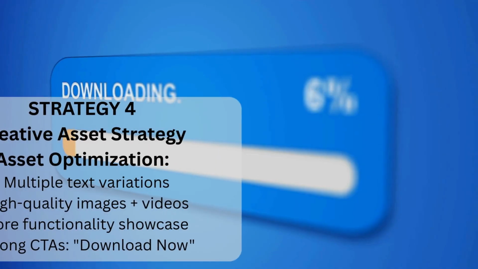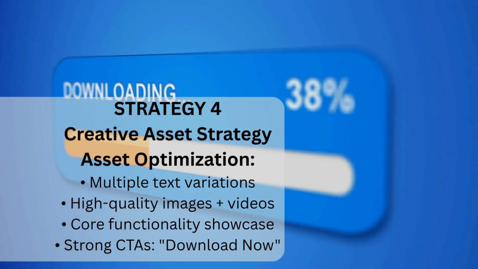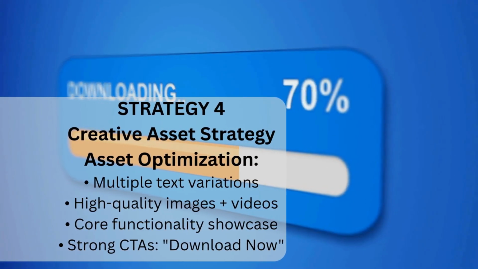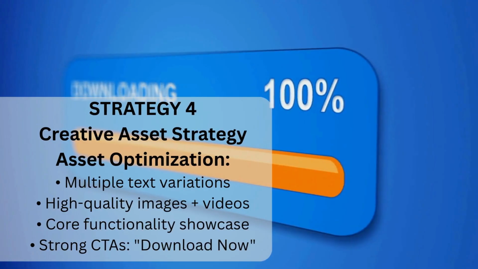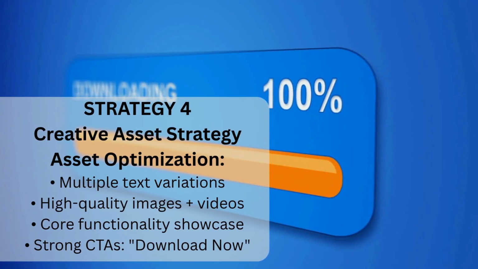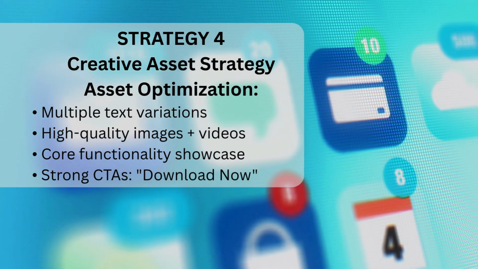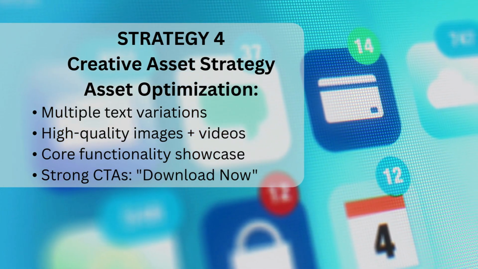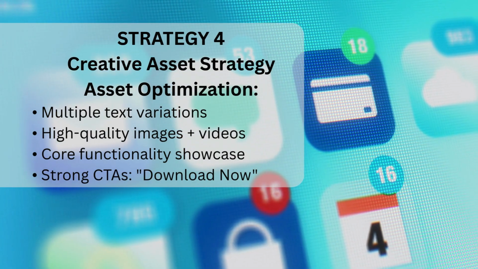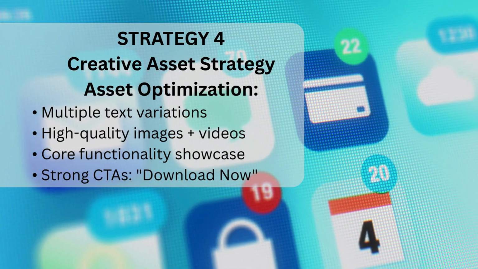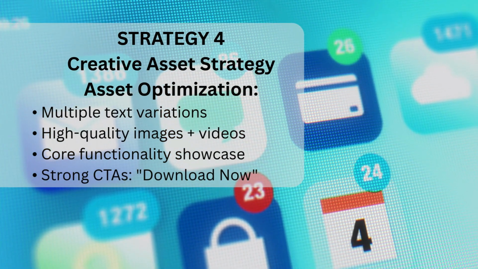Strategy 4. Creative asset strategy. Upload multiple text variations, headlines, descriptions, and call-to-action phrases. Google's machine learning will test combinations automatically. Include high-quality images and videos showing your app's core functionality. Use strong calls to action like, download now, or, install free, for maximum conversion rates.